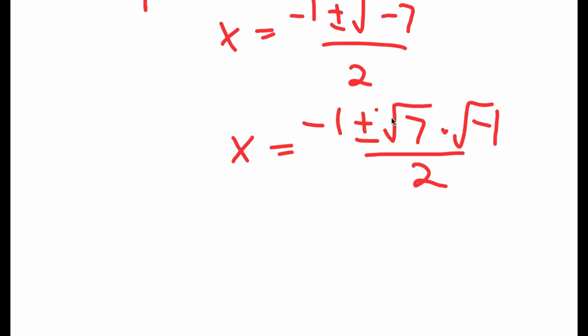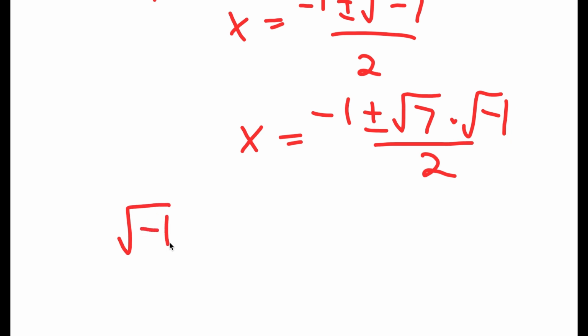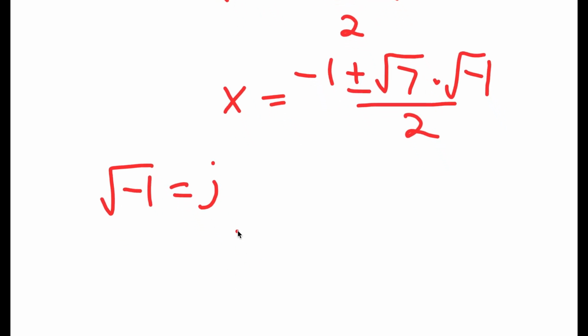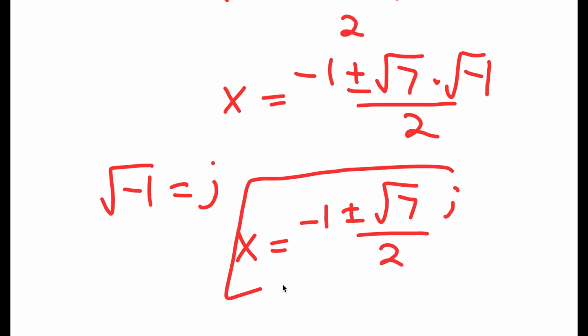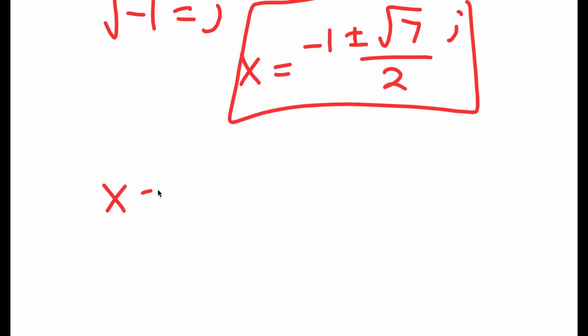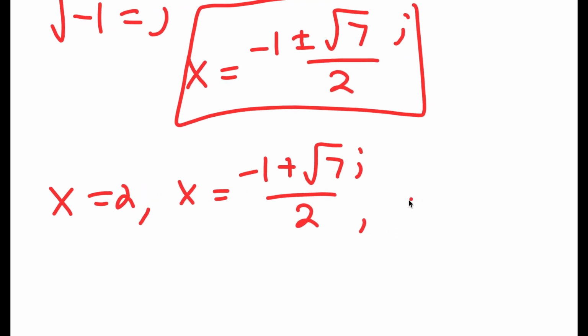And if you didn't already know, the square root of negative 1 is actually equal to the imaginary number i. So I can go ahead and replace the square root of negative 1 with i. So now I get x is equal to negative 1 plus or minus the square root of 7i over 2. So my solutions are x equals 2, x equals negative 1 plus the square root of 7i over 2, and x is equal to negative 1 minus the square root of 7i over 2.